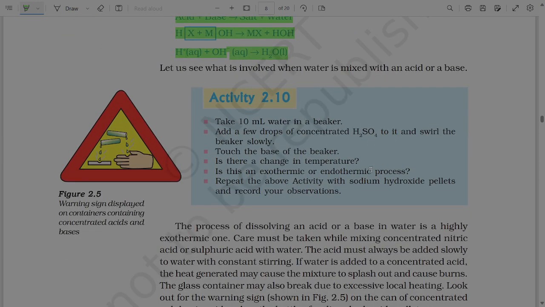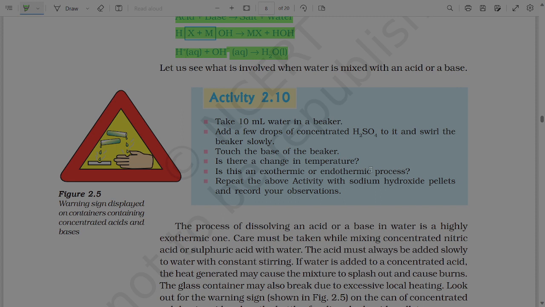Now we will conduct activity 2.10. Take 10 ml of water in a beaker. Add a few drops of concentrated H2SO4 to it and swirl the beaker slowly. Swirl means to shake it gently to mix. Touch the base of the beaker. Is there a change in temperature? Is this an exothermic or endothermic process?